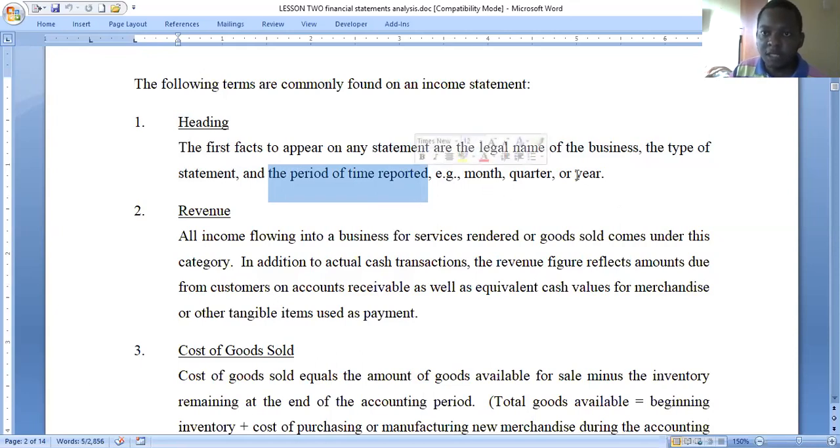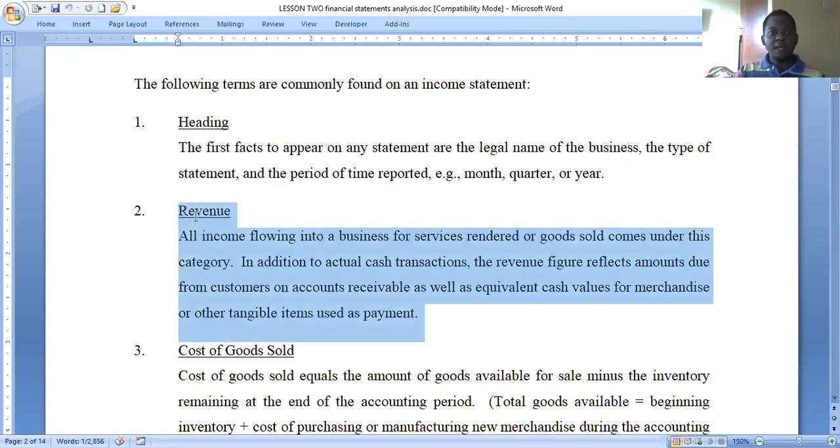The period is in most cases on an annual basis. For instance, the income statement may say that it is the income statement of, say, Kenya Power and Lighting Company for the year ended 31st December 2016. So for a header to be complete, it has to state the name of the business, the type of financial statement, and the period for which this financial statement is being prepared. The other key element of an income statement is revenue.